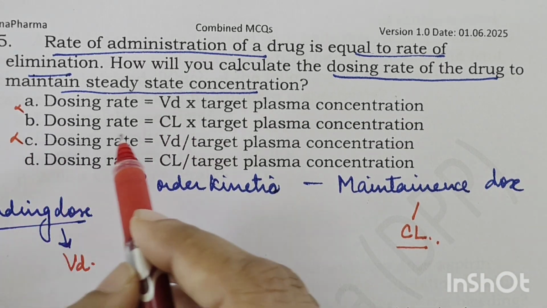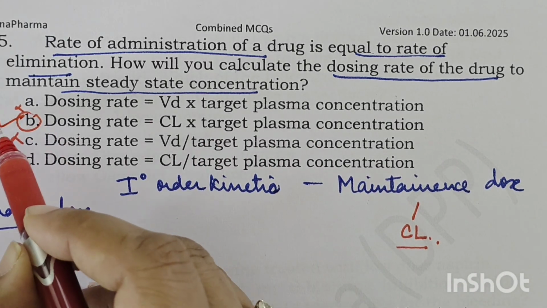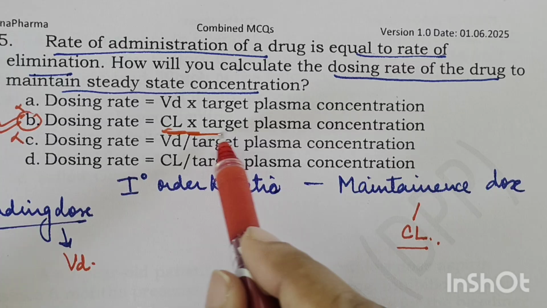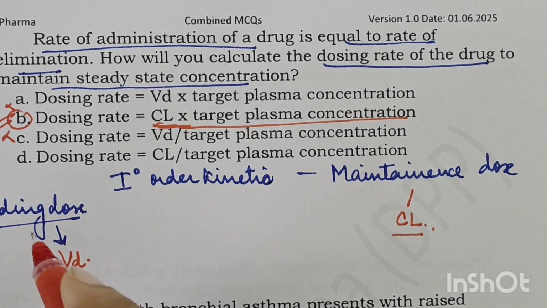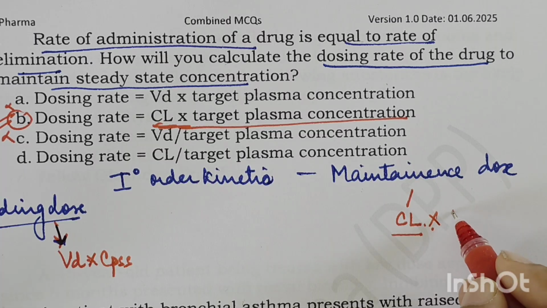ये दोनों तो कट हो गए. अब अच्छा dosing rate is equal to CL into CPSS and dosing rate is equal to CL upon CPSS. So the correct formula is this. Dosing rate is equal to CL into CPSS, right? So this is the answer. If they had asked loading dose, then it would have been VD into CPSS, right? So maintenance dose is CL into CPSS.